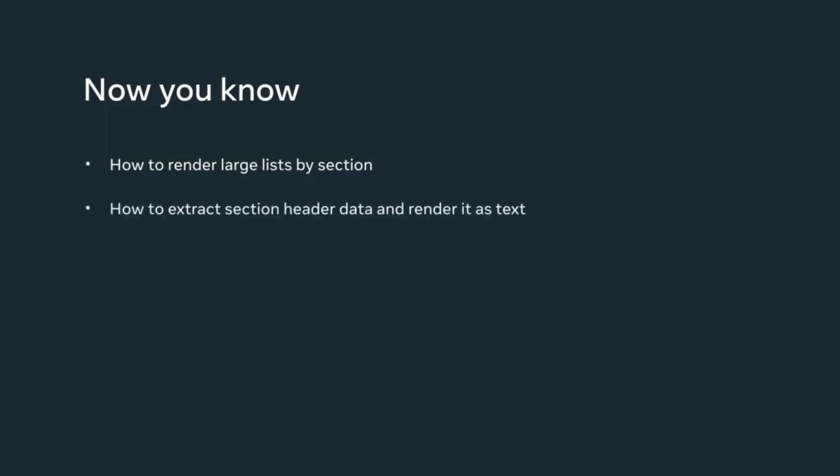In this video, you learned how to use the section list component to render large lists by section. As part of this, you used the render section header function to extract section header data from an array and render it as text. Additionally, you came to understand that SectionList is rendered natively across mobile platforms, leading to slightly different experiences depending on the device being used.